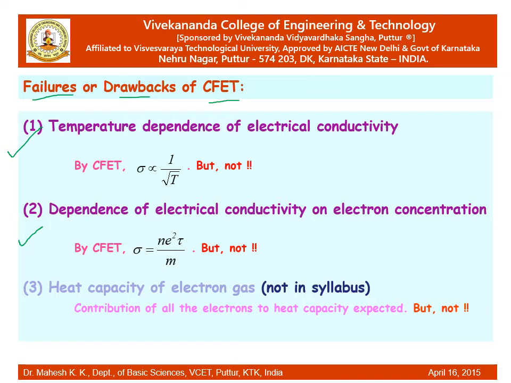One is that by classical free electron theory, we have the hypothesis that sigma, conductivity, is inversely proportional to root of T, where T is the temperature. But in reality it is not. Second, sigma is equal to N e square tau by m, which you know. So e is constant, and tau and m are constant there. Here it mainly says that sigma is directly proportional to N, and in many cases it is not again.